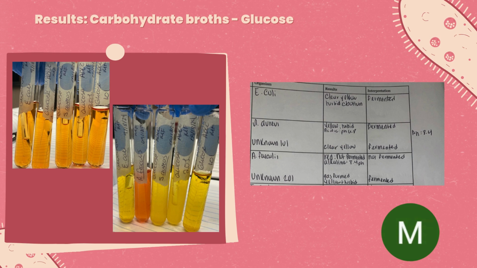For the glucose broth test, we saw how E. coli shows a clear yellow broth. This shows that E. coli fermented glucose. S. aureus also shows a yellow broth, but there's more turbidity, showing that it's able to ferment glucose as well. Unknown 101 also shows a yellow broth, which again means that it fermented the glucose. A. faecalis shows a red broth, which means that this solution is alkaline, so there's no fermentation happening. Unknown 201 shows a yellow broth, which means that it was able to ferment the glucose.